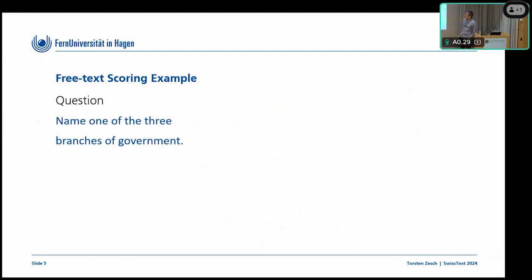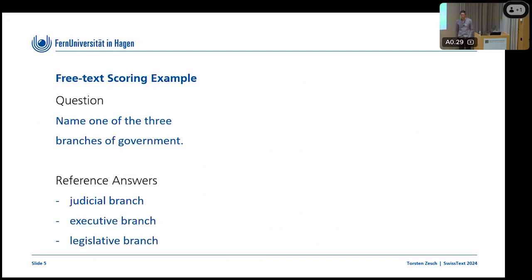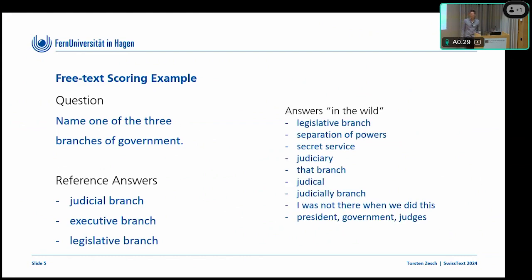Whoever invented that question had three reference answers in mind: judicial branch, executive branch, legislative branch. And if all the students would only answer like this, then again, this would be an easy task, but in the wild, it looks very different. Students give all kinds of answers, like synonyms, and "I was not there when we did this," and stuff like that, that you have to deal with.